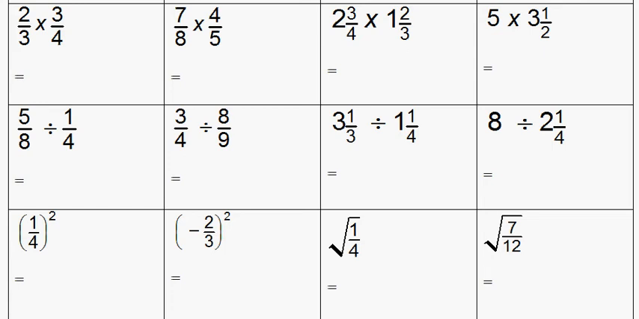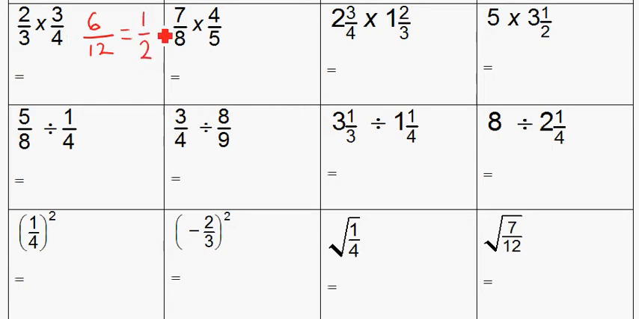Okay, we're continuing with page 19 and we're up to the fourth row, multiplying fractions. Multiplying is the easiest. The rule is to multiply across the numerators. 2 times 3 is 6. And multiplying the denominators, 3 times 4 is 12, and that simplifies to a half.